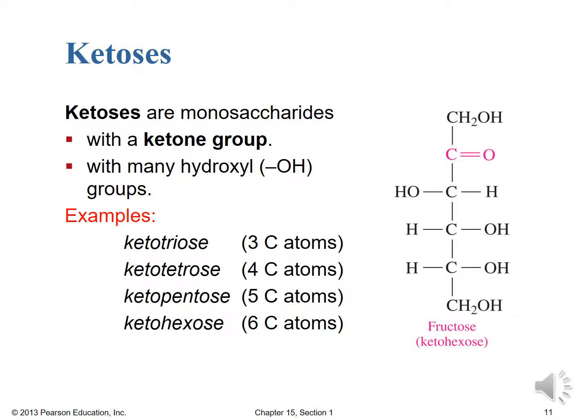Whether we're talking about ketohexoses or aldohexoses, they all tend to have that same basic number of hydroxyl groups and a carbonyl. It just depends on if we're talking about a ketose, where the carbonyl has carbon atoms on either side of the carbonyl carbon, or an aldose, where one side has the hydrogen.